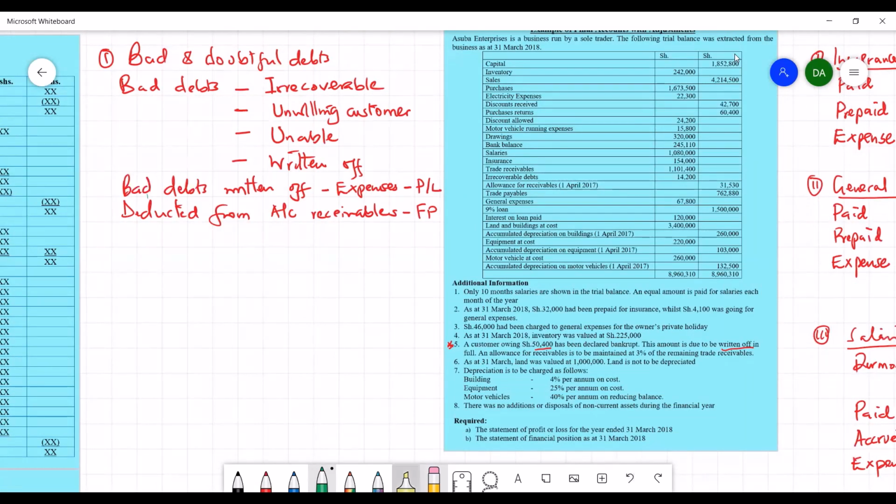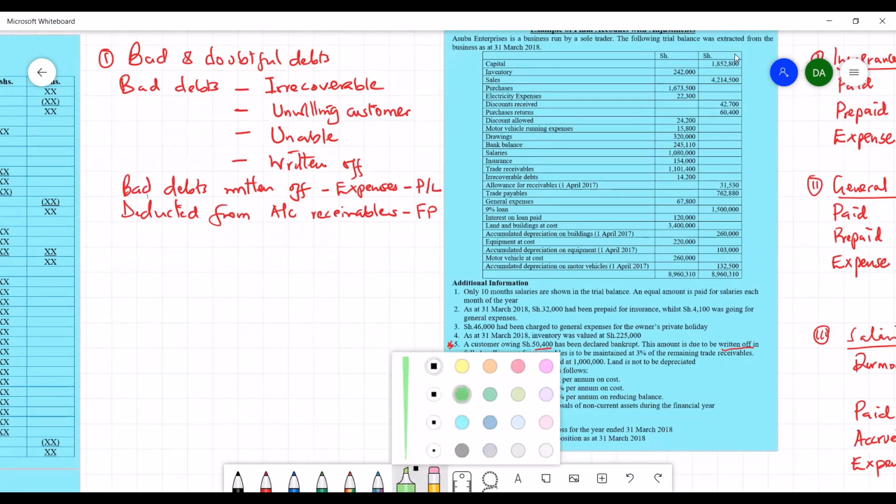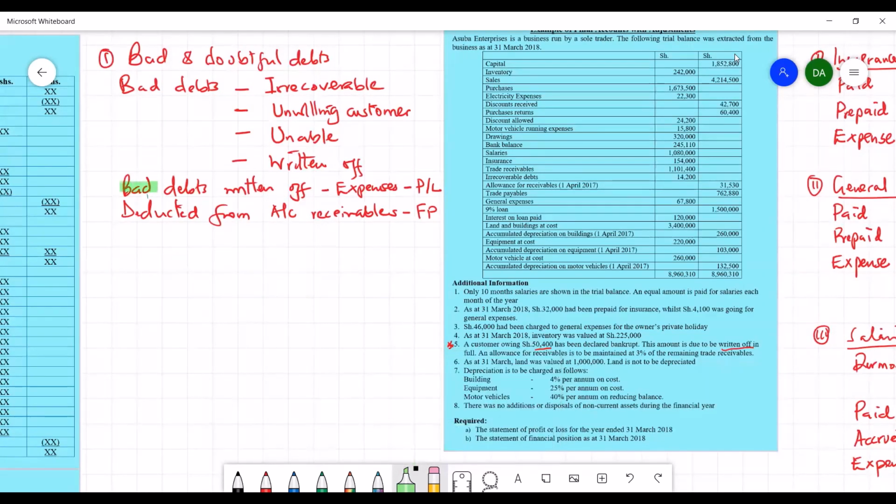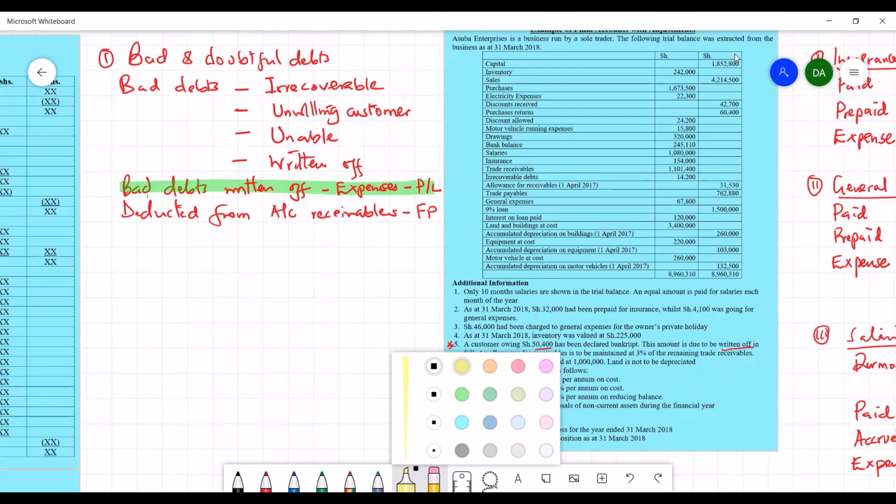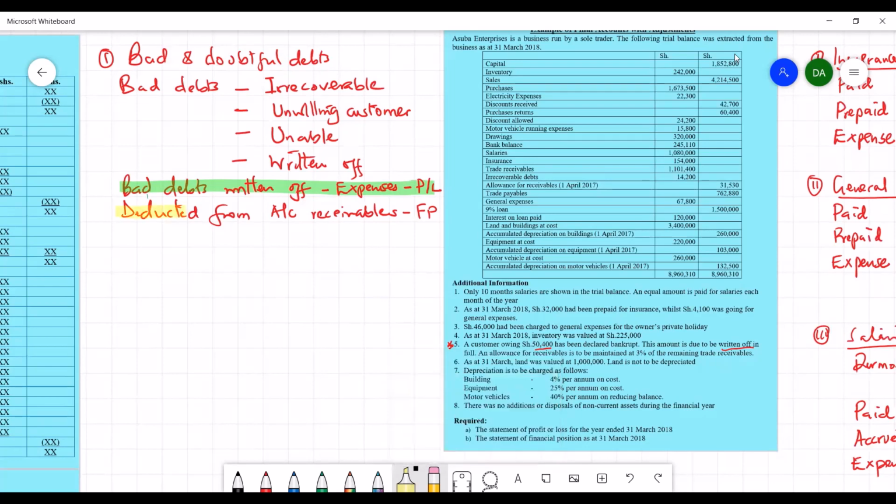Once the amount has been written off, it will be reported as an expense in the statement of profit or loss, and also deducted from the accounts receivable in the statement of financial position as at the end of the period.